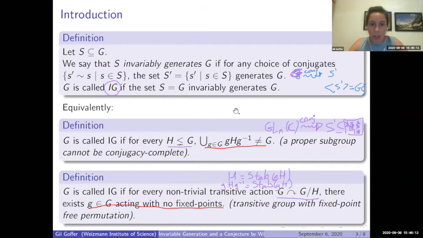Before I go on, are there questions? You can interrupt me during the lecture. Okay. So these are the three definitions.